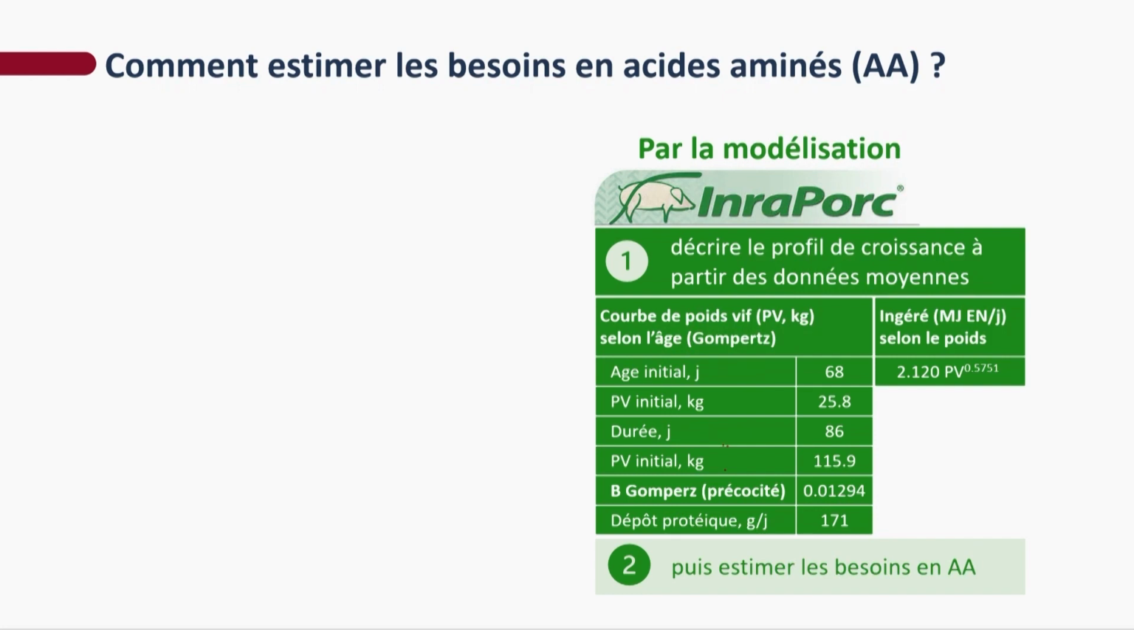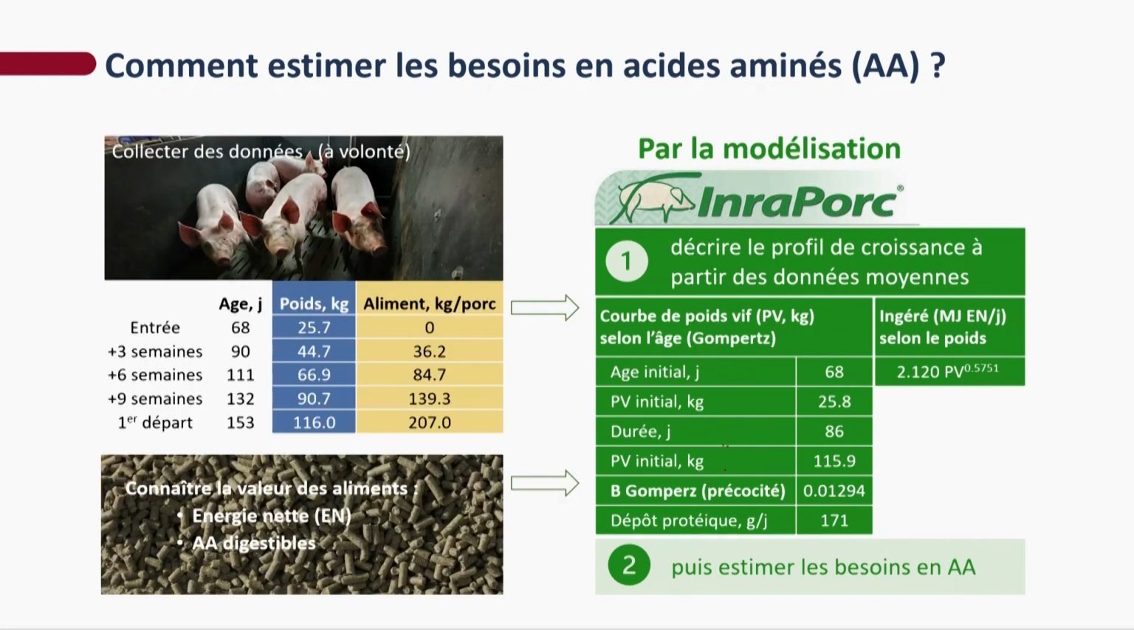How do we assess amino acid requirements? Which is our topic. We use the Porc software to calibrate a profile of growth index and consumption over time. You see the parameters, and on that basis, you can model the requirements of animals. In order to do that, we collect data on animals fed ad lib.